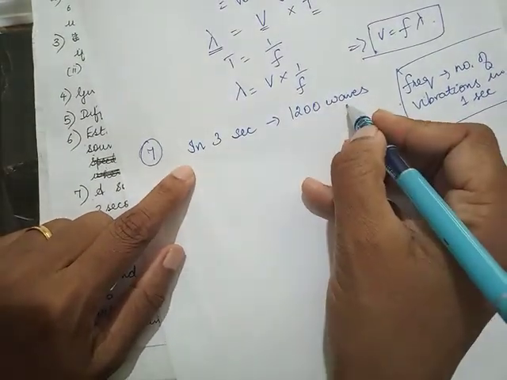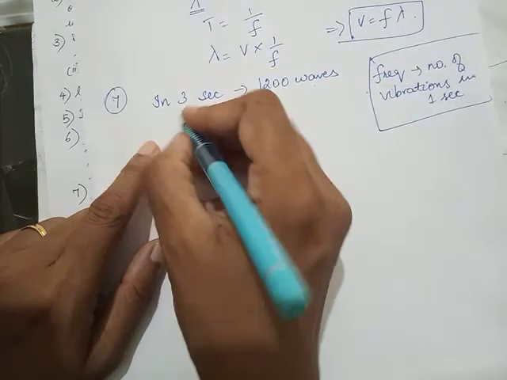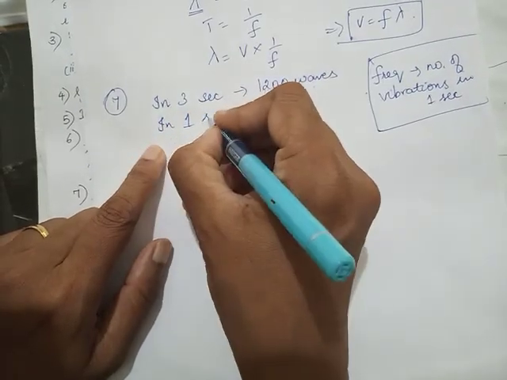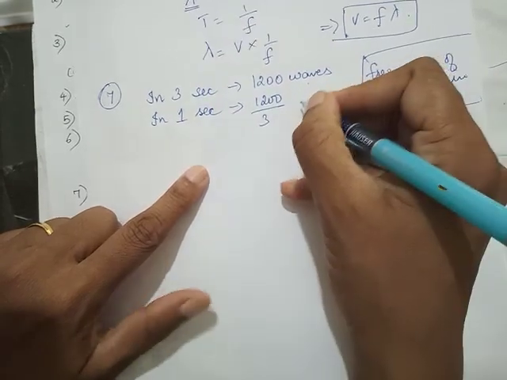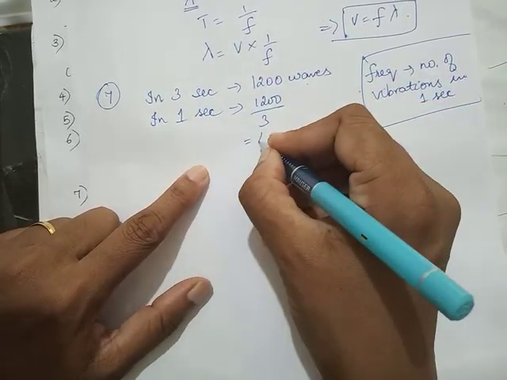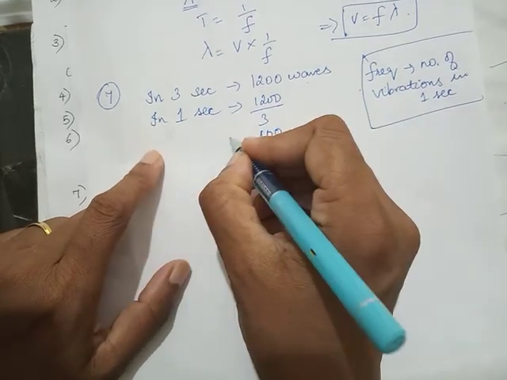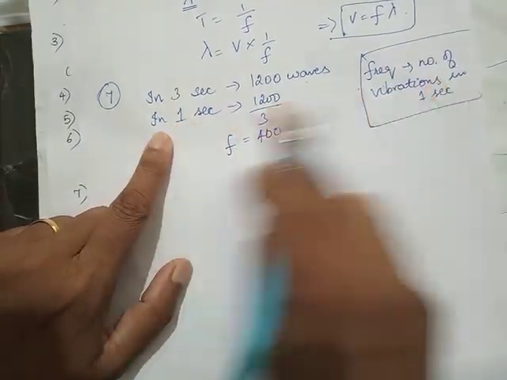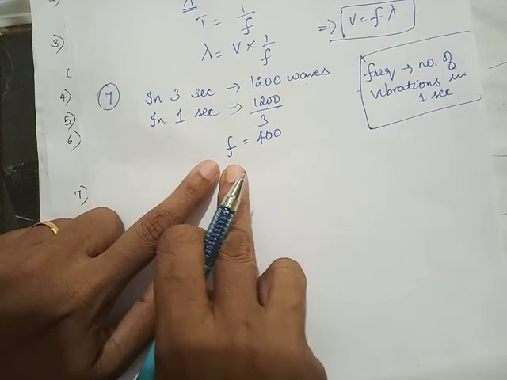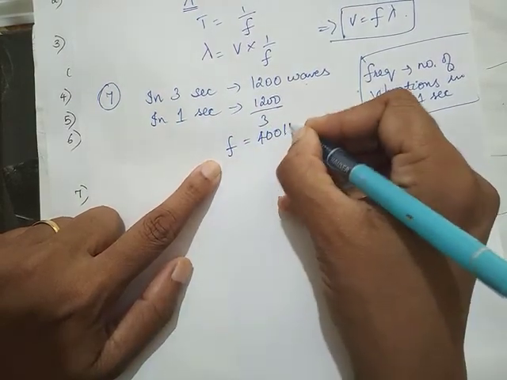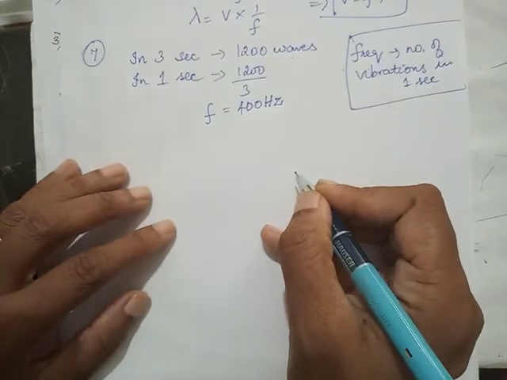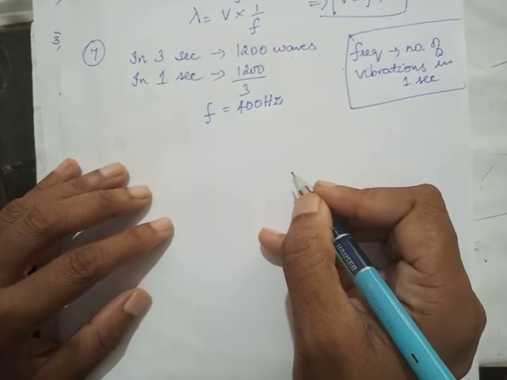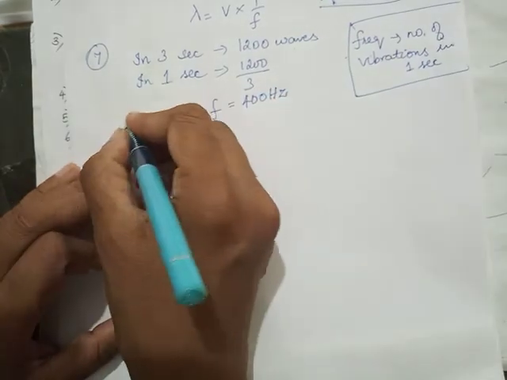In 3 seconds, there were 1200 vibrations or waves. So in 1 second, there will be 1200 upon 3 vibrations or waves. So that will be 400, and that is nothing but the frequency. According to the definition, the number of waves in 1 second is the frequency. So when you write f, you have to write the unit hertz. Is it clear? So this is how first you will find the frequency. Okay, then see the next one.